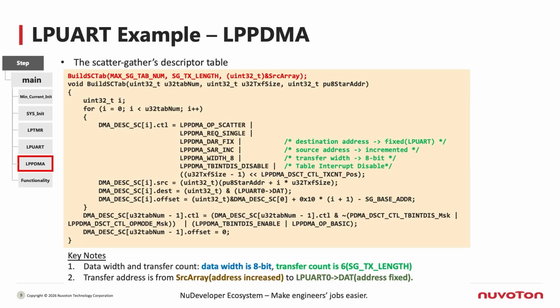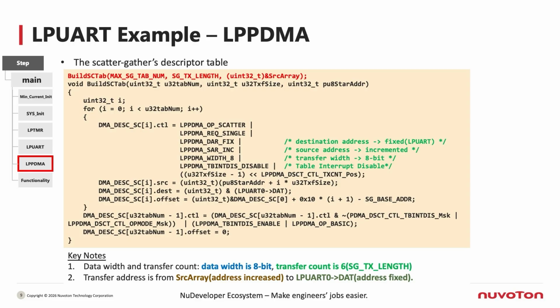Let's take a closer look at how the scatter-gather descriptor table is configured. In this setup, each transfer uses an 8-bit data width, and we send 6 data items at a time. The source of the data is a source array stored in low power SRAM, and the destination is the low power UART data register. So in other words, once the transfer is triggered, the hardware will automatically move the data from low power SRAM directly into the low power UART data register, 1 byte at a time. This is how the string data is sent out through low power UART without requiring the CPU to be involved during the transfer.